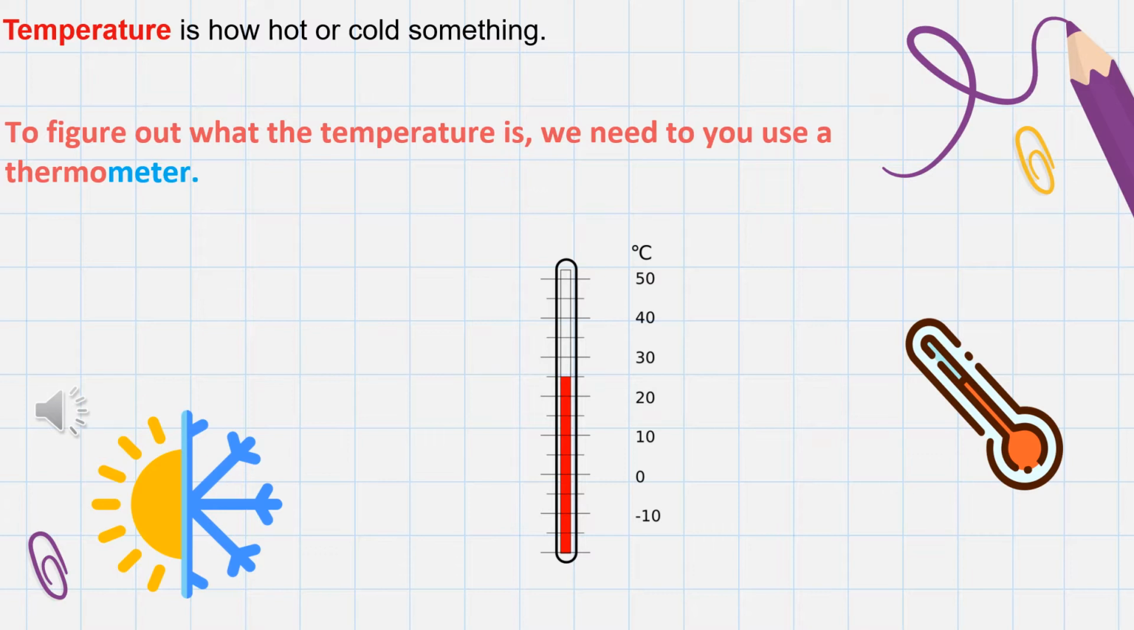Temperature is how hot or cold something is. And to figure out what the temperature is, we need to use a thermometer. So again, to figure out what the temperature is, we need to use a thermometer.